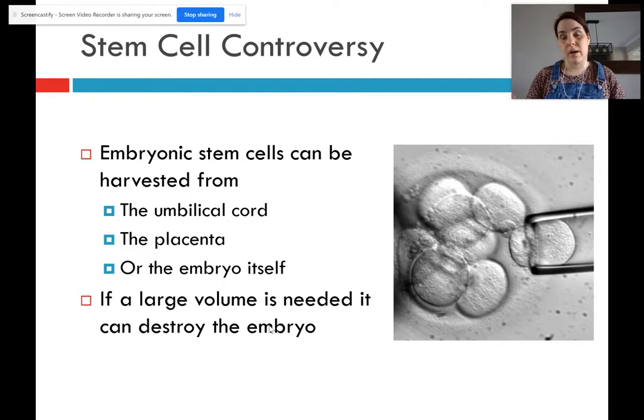We don't know where they are. We don't know how to find them or how to use them. Often stem cells in research come from embryonic stem cells. So there are a few places we can get embryonic stem cells from.